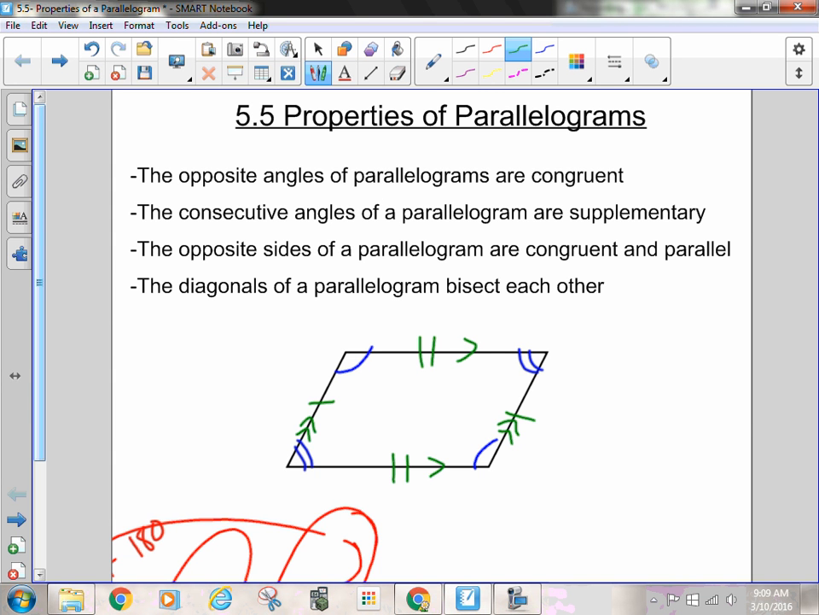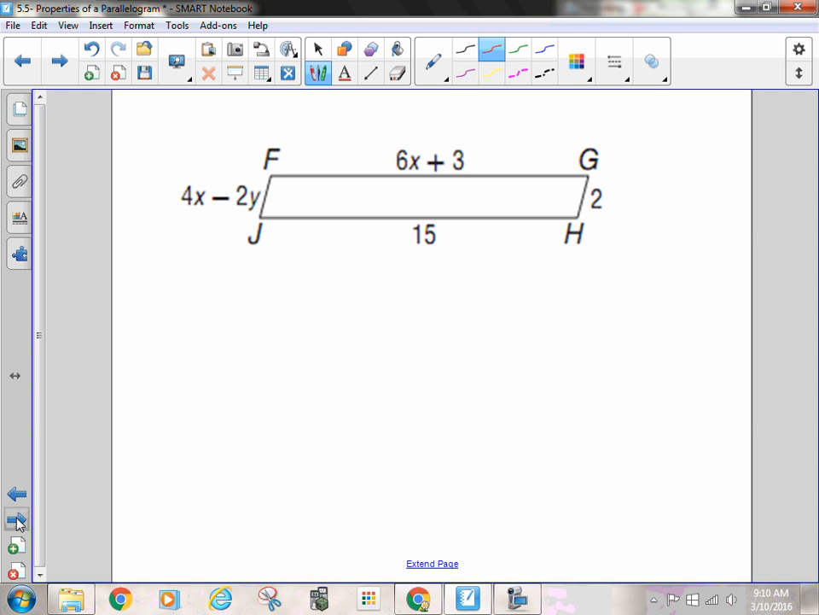Okay, and the diagonals of a parallelogram bisect each other. And so they don't bisect the angles, but they bisect each other. So that makes this part congruent to this part, and this part congruent to this part. Okay, four properties of parallelograms. Let's do some problems that are going to use those.